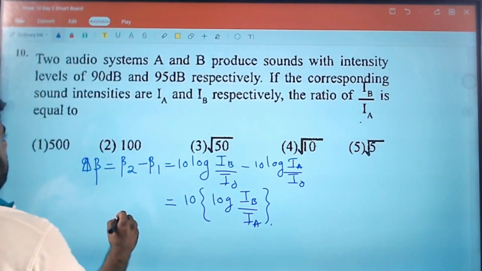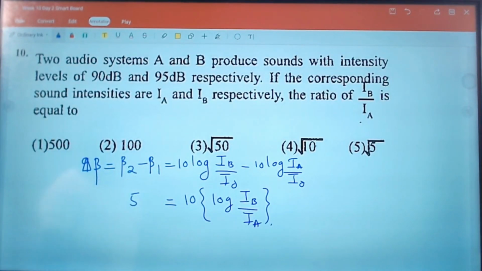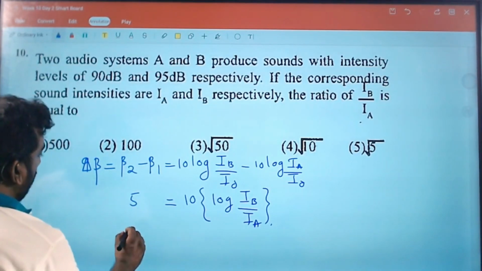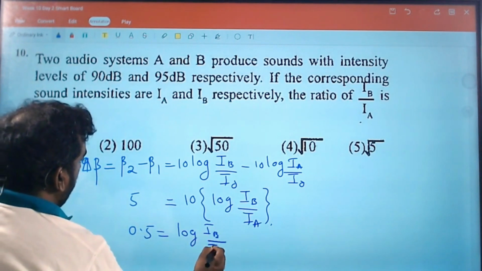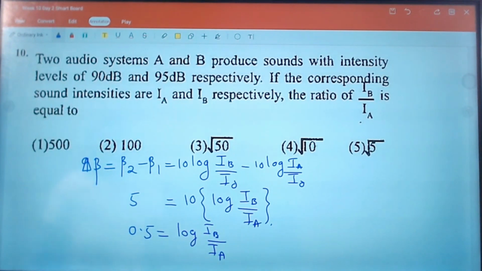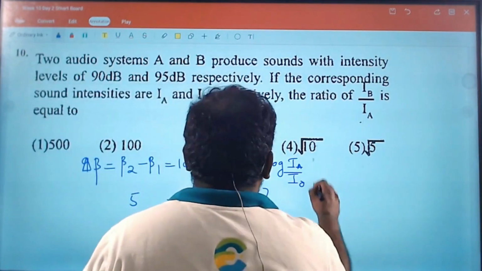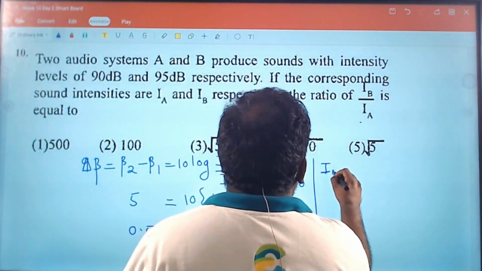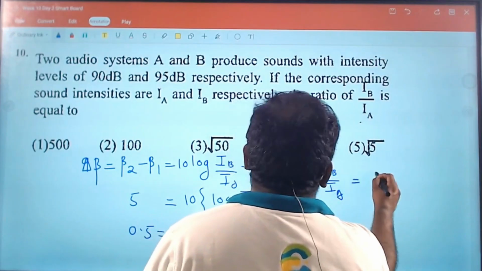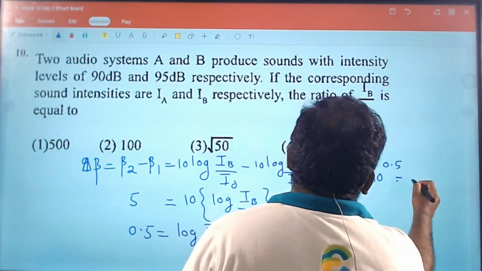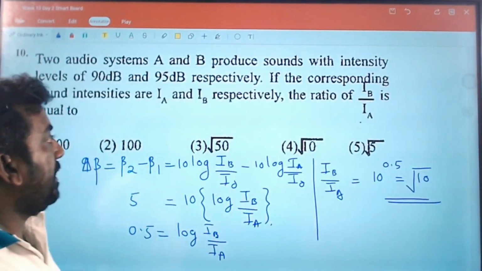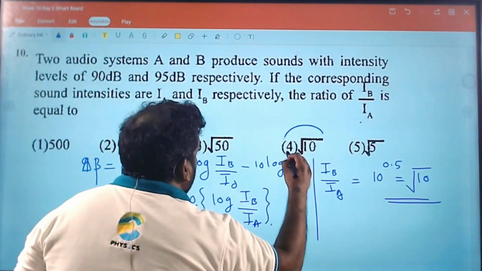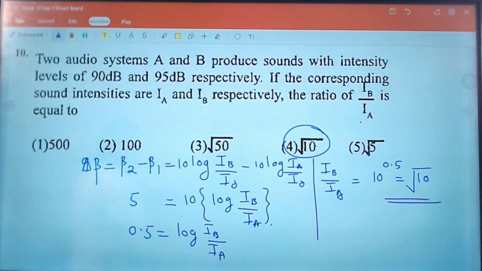Here 95 minus 90 is 5 decibels. So 0.5 equals log IB over IA. Remove the log. If you remove the log, IB over IA is going to be 10 to the power 0.5. That is going to be square root. IB over IA is square root 10. Answer is answer number 4.